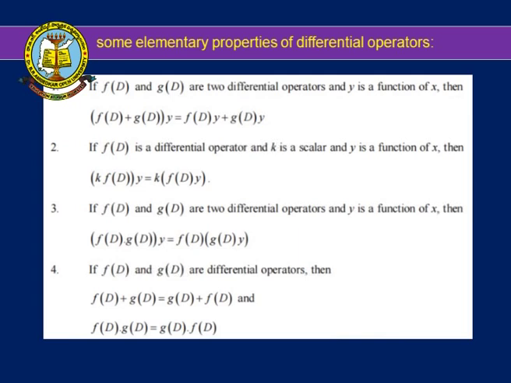Sometimes the commutative property is also clearly satisfied by the operators. It is f of D plus g of D equal to g of D plus f of D. For the product it also holds: f of D into g of D equal to g of D into f of D. These are the four properties.